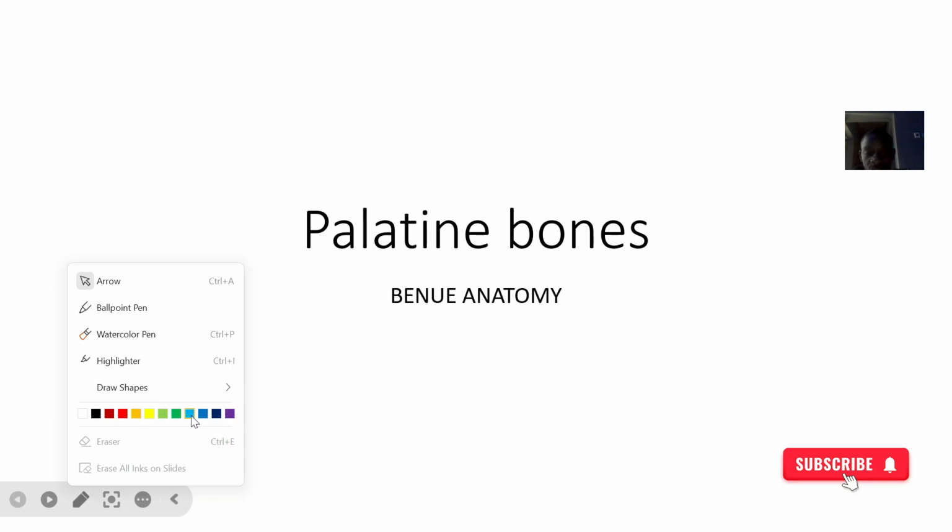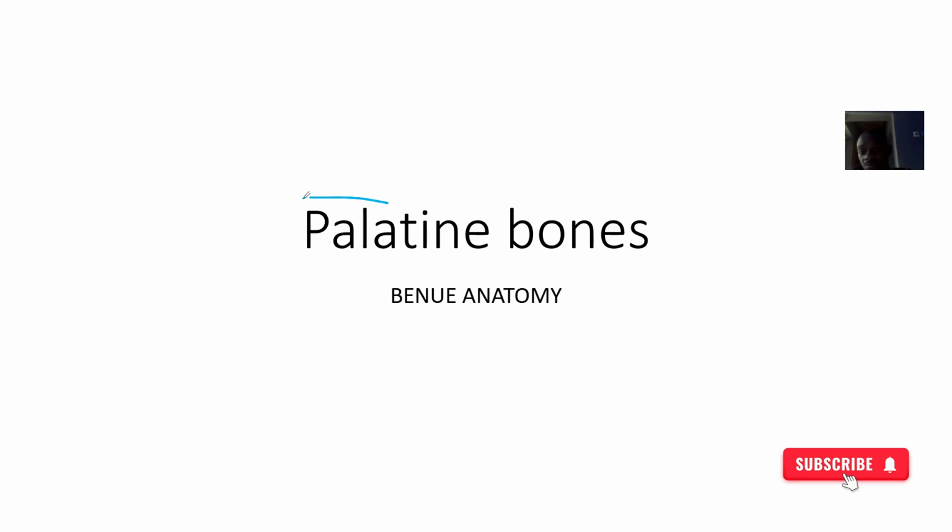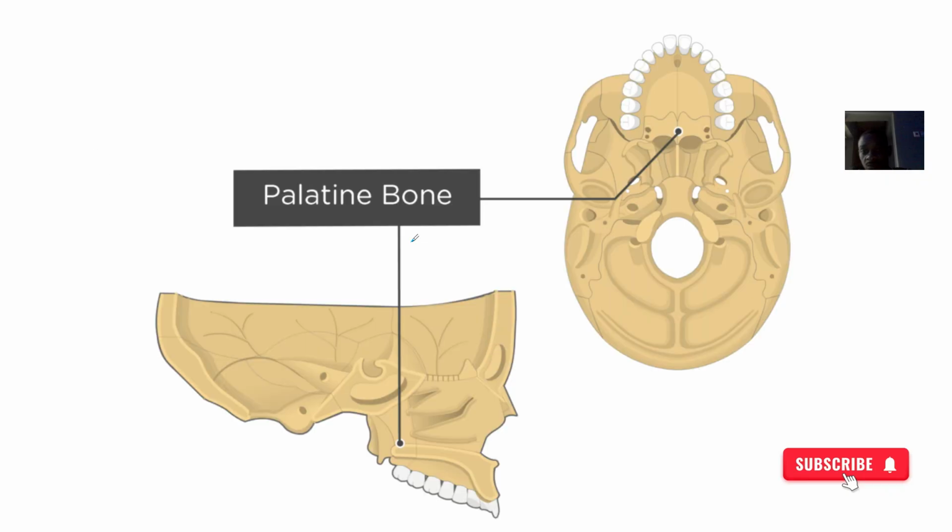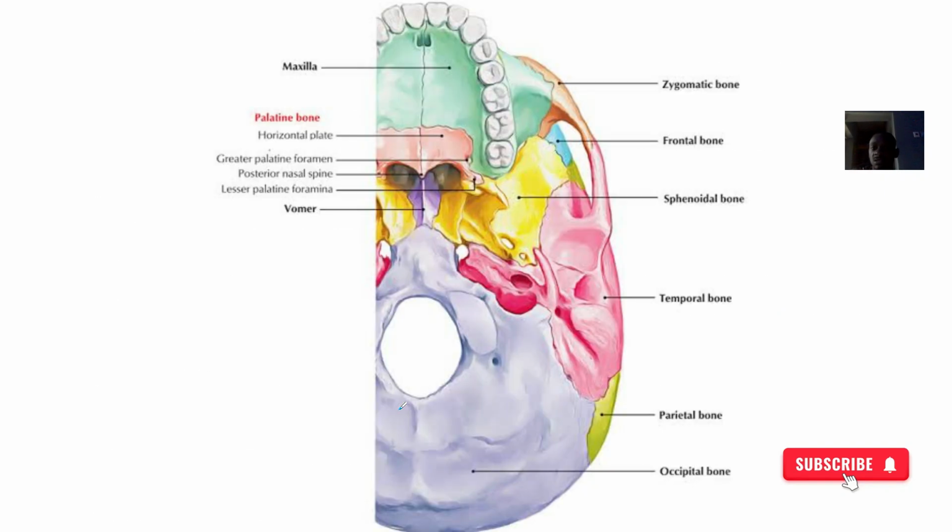Now, we're trying to look at the palatine bones. Okay, palatine bones. The palatine bone is what forms the roof of your mouth. I don't know if you understand. This is upside down, but if you turn it like this, you know, the palatine bone is what forms the roof of your mouth.